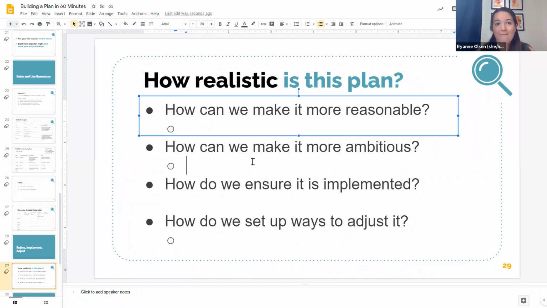We also think about how we can make it more ambitious. So suddenly if you got an extra $10,000, $20,000, how would you use it? Right? Maybe we hire another staff person, or maybe we do more digital ads or whatnot. How do we ensure this is implemented? So think through, okay, you thought through your people. How can you assign each kind of a stream of work so it gets done? And how do you set up ways to adjust it?